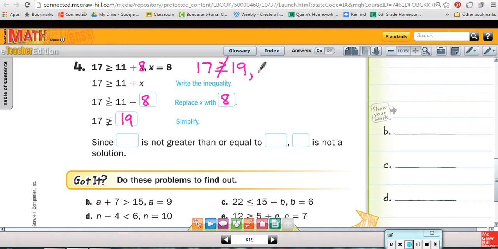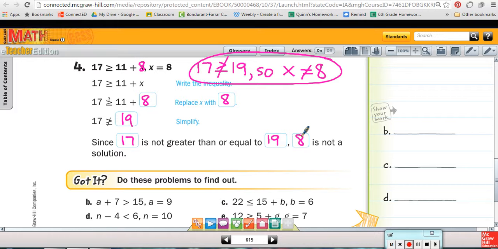So what does that tell me? Why? No. x is not equal to 8. This would be my final answer. Okay, since 17 is not greater than or equal to 19, 8 is not a solution. Does that make sense?